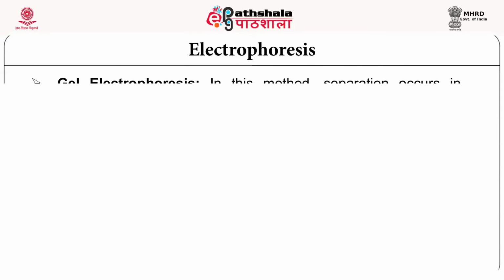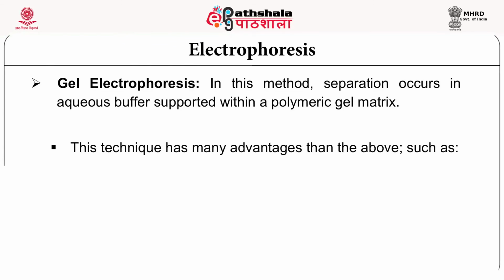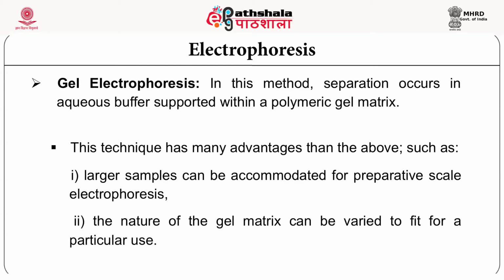Another form is gel electrophoresis. In this method, separation occurs in aqueous buffer supported within a polymeric gel matrix. This technique has many advantages over the above, such as larger samples can be accumulated for preparative scale electrophoresis. The nature of the gel matrix can be varied to fit a particular use.